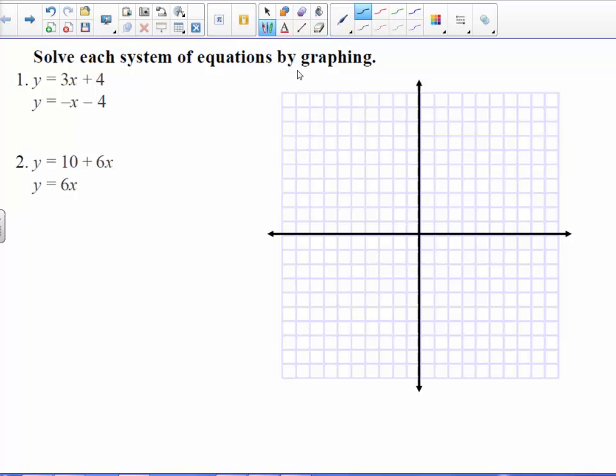Okay, so this is a test. This is a quick review for you to go over a few times if you'd like, to be able to take the retake on the test. Okay, so for the first one, solve each system of equations by graphing.